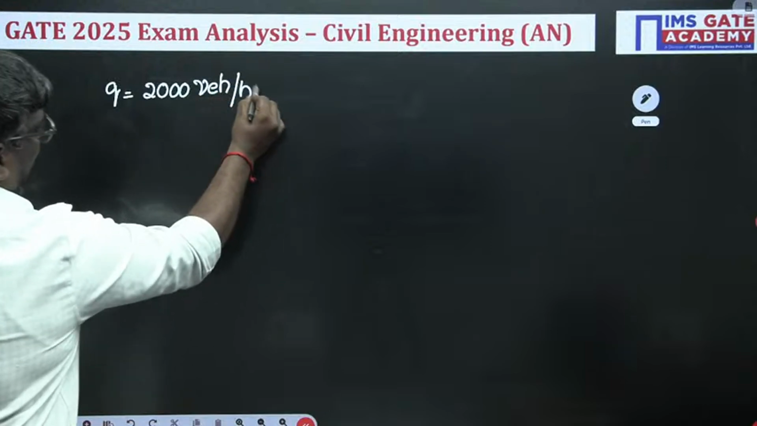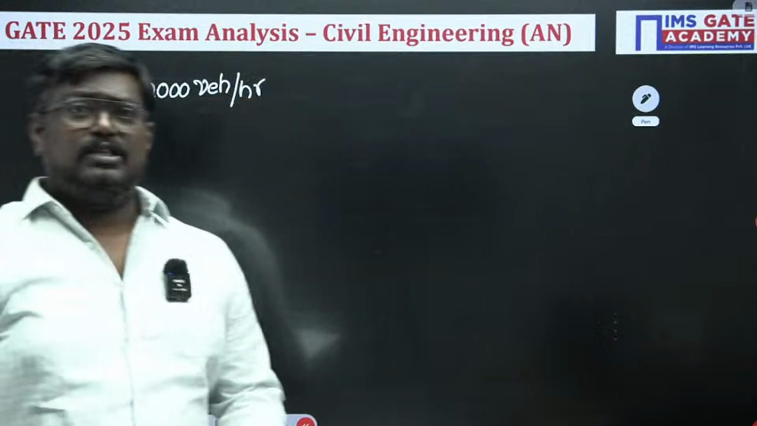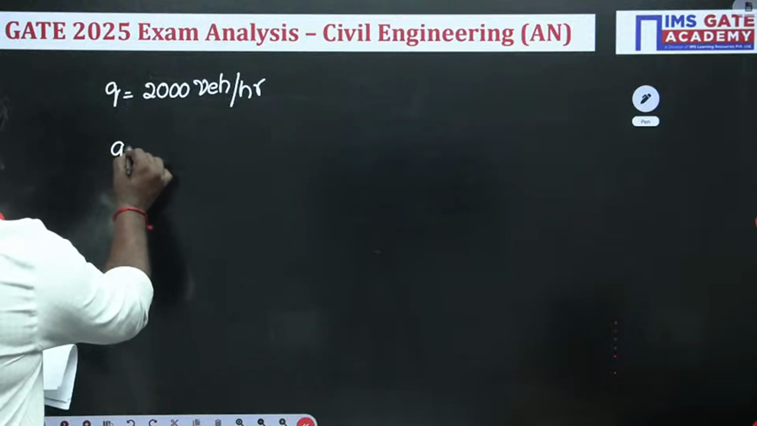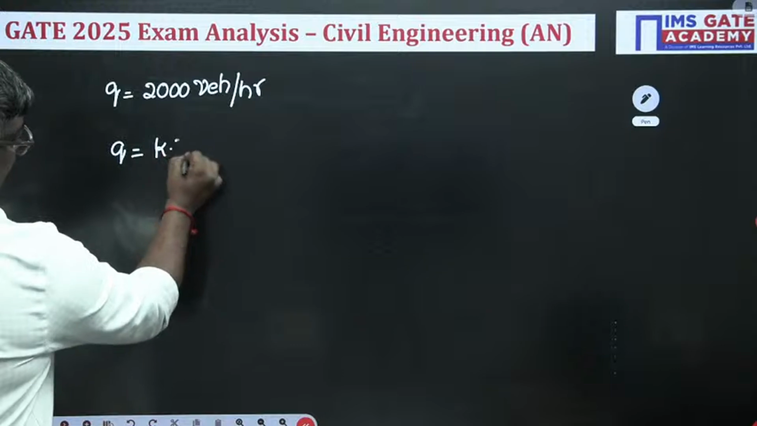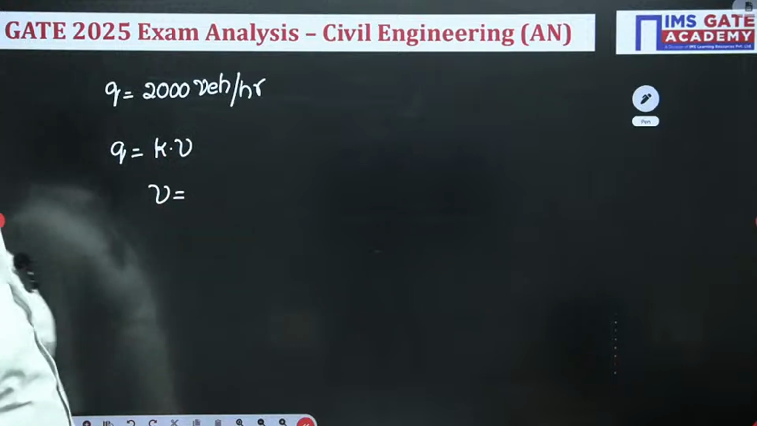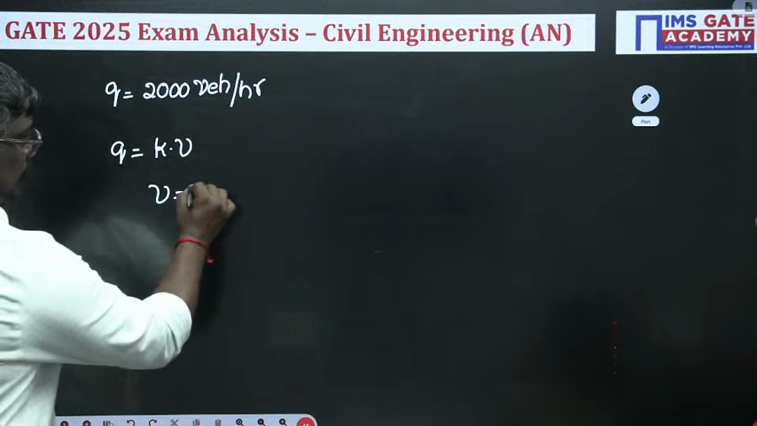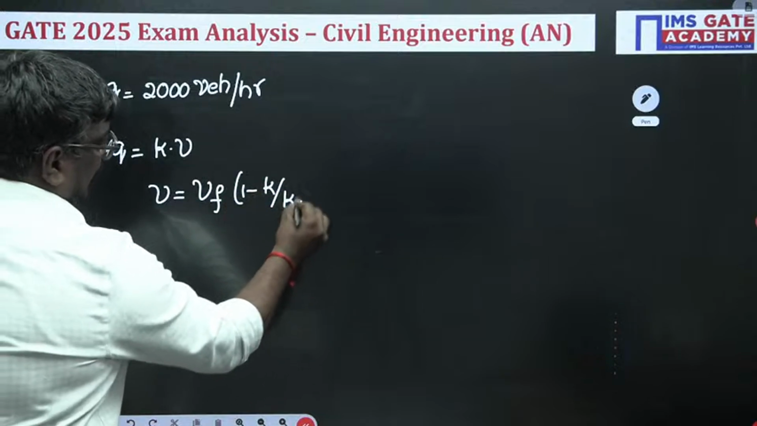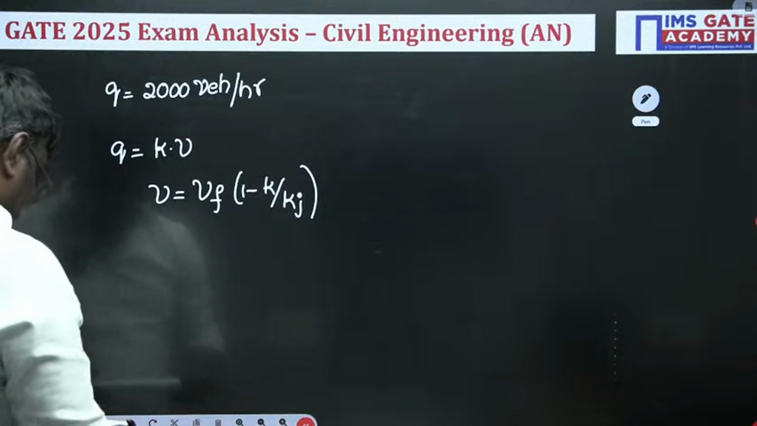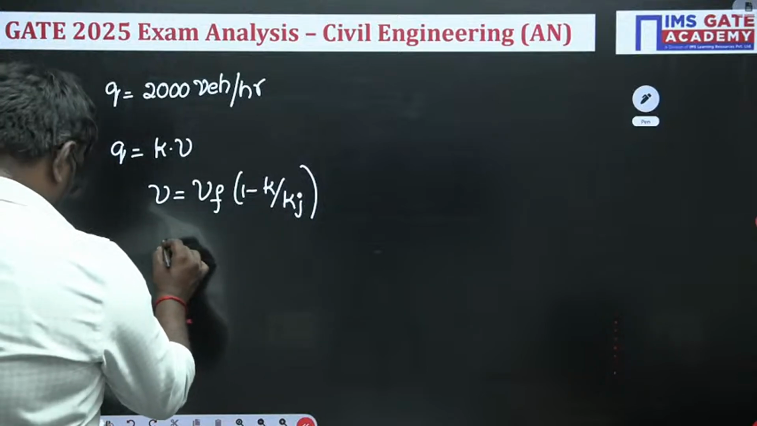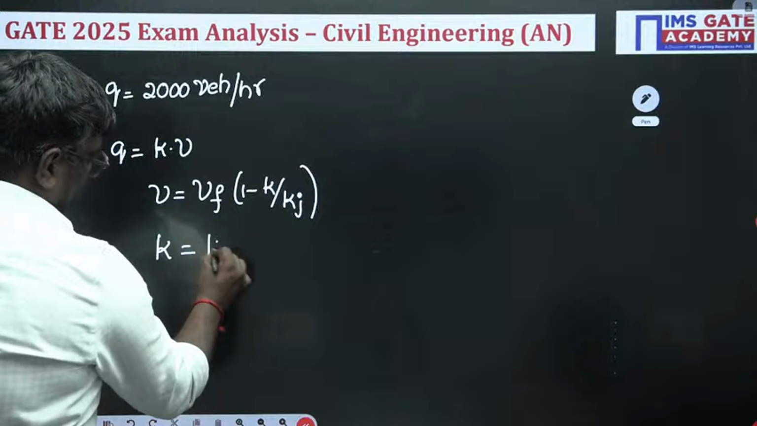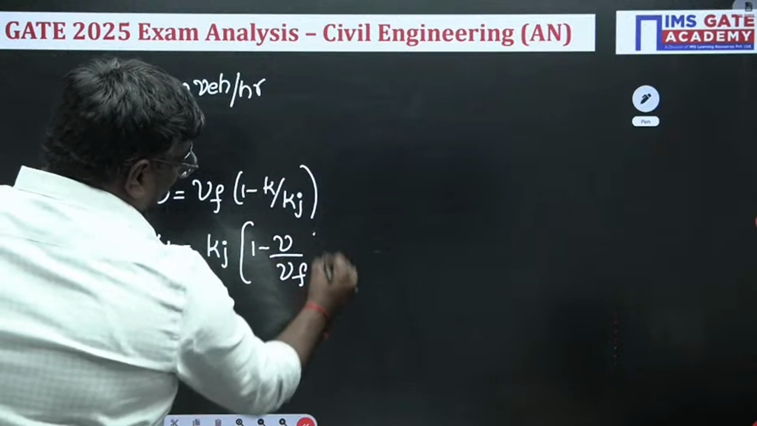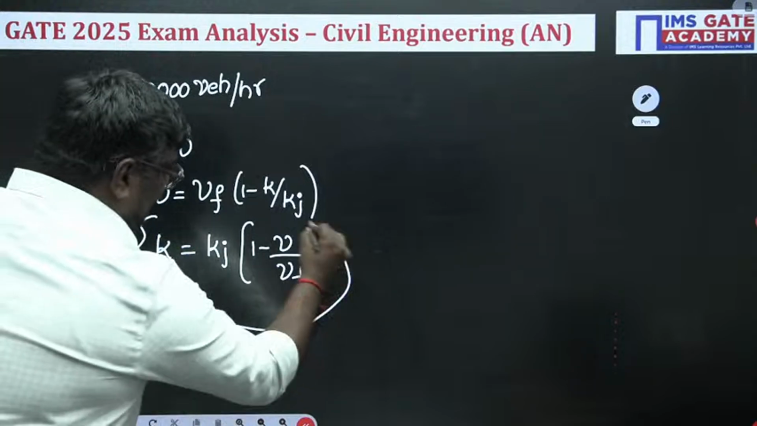So according to the velocity, for this 2000, what could be the different velocities? Q is equal to kV. Velocity and density vary linearly, right? So V is equal to Vf into 1 minus k by kj. In terms of V, k can also be written as kj into 1 minus V by Vf. But he is asking the velocities, so let us use this equation.